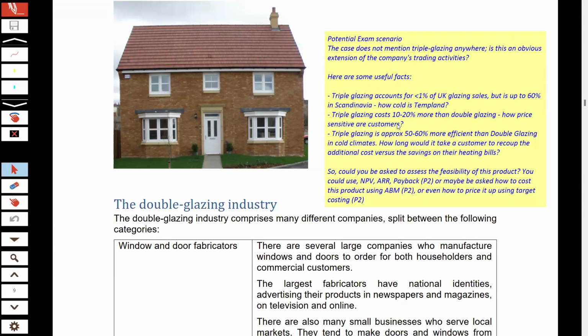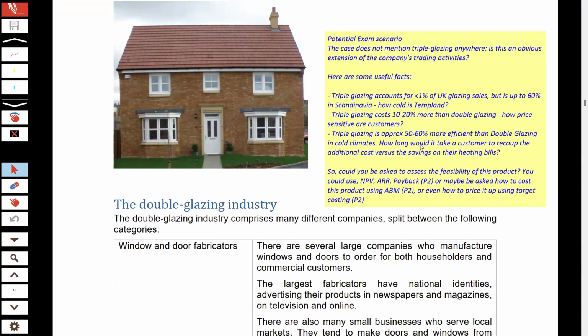We've got there the statistic that triple glazing costs 10 to 20% more than double glazing. So pricing these products would also be important. Would we be able to recoup our profit margin that we are currently getting on double glazed units by selling triple glazed units in Templand and setting an appropriate price? Would the Templand market actually be willing to pay that price?